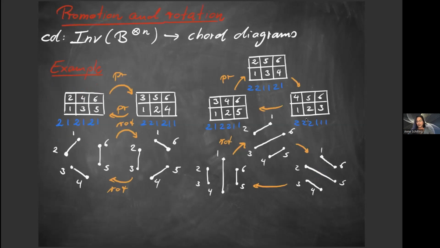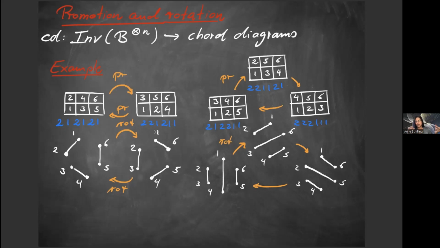And what we are now interested in is basically a map that maps these objects in this invariant subspace to what are called chord diagrams. And here I've drawn you an example of what we are interested in. So for example, here in blue, I have drawn for you the crystal elements that correspond to this invariant subspace.